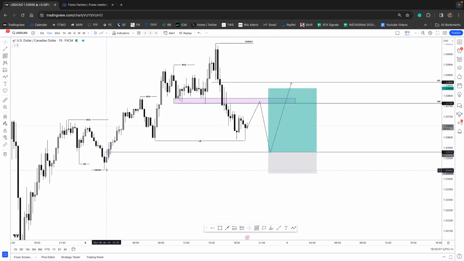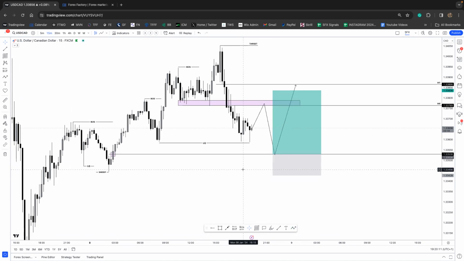Now, stop loss obviously below the low of the order block. So 10 pips in this case. Okay, any questions about the USD?